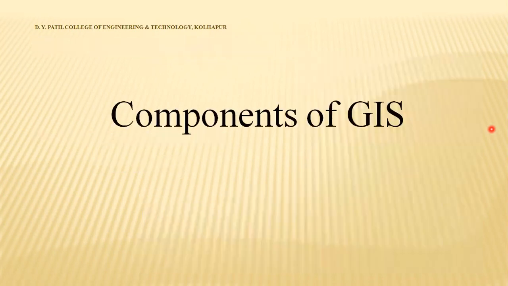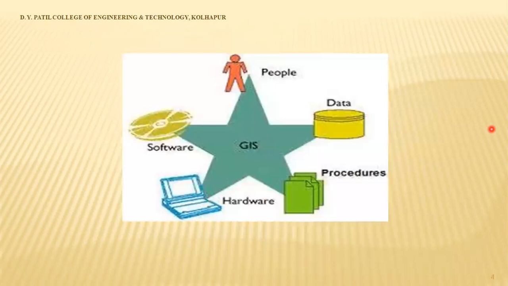As far as the component parts of GIS are concerned, we have five component parts of GIS, namely hardware, software, people, data, and method. Many other web pages or journals may say that there might be four, there might be six components, but I have taken it as five components. So let us start with the first component, hardware.